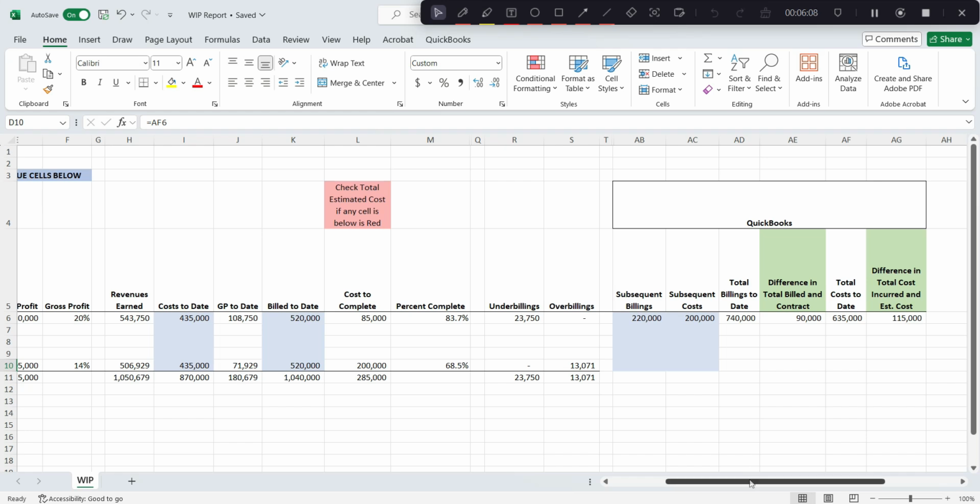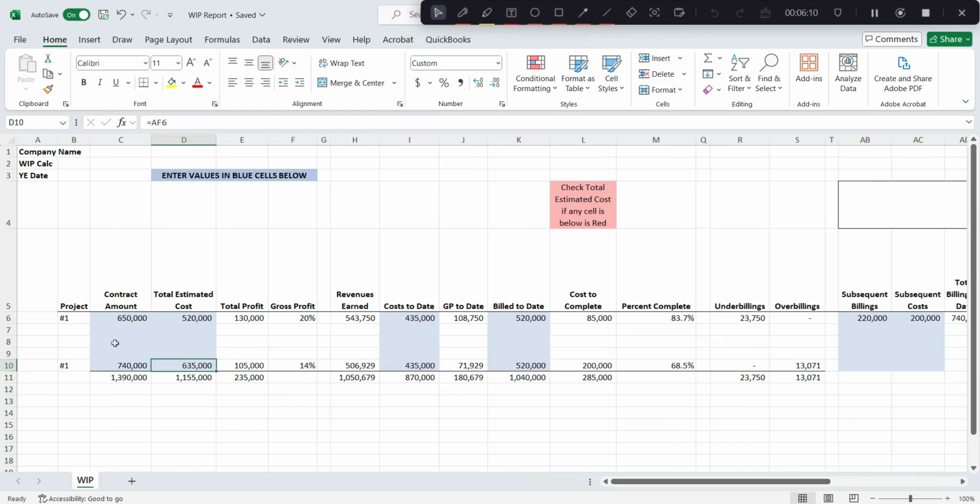So what I don't want to see is a quick WIP schedule of saying, yes, contract amount 650,000, total estimated cost 500,000, and I look at the subsequent activity and see that it's more than the contract amount or estimate originally provided. If it all has to do with the same contract, we should adjust the estimates to reflect what actually happened. I hope that was helpful.